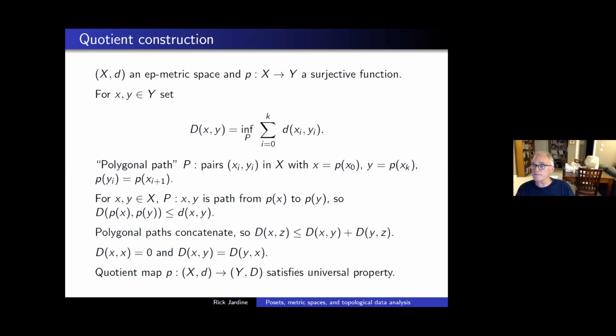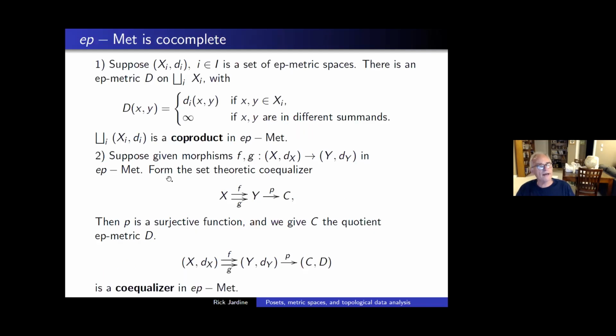These polygonal paths concatenate, so the triangle identity holds, and the distance from x to x is 0, and the relation is symmetric too, because you can go back along paths. And in fact, this quotient map now satisfies the universal property. Okay, it's the obvious universal property. This is kind of the really big thing about these sorts of metric spaces, this quotient construction. Let me tell you why.